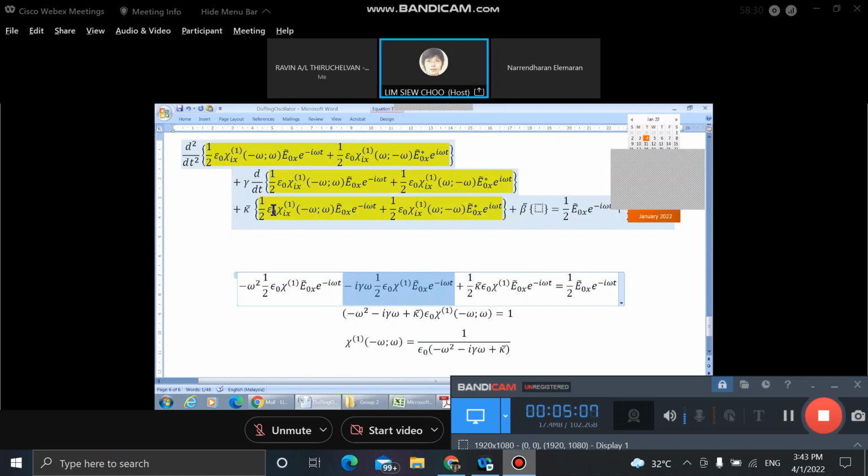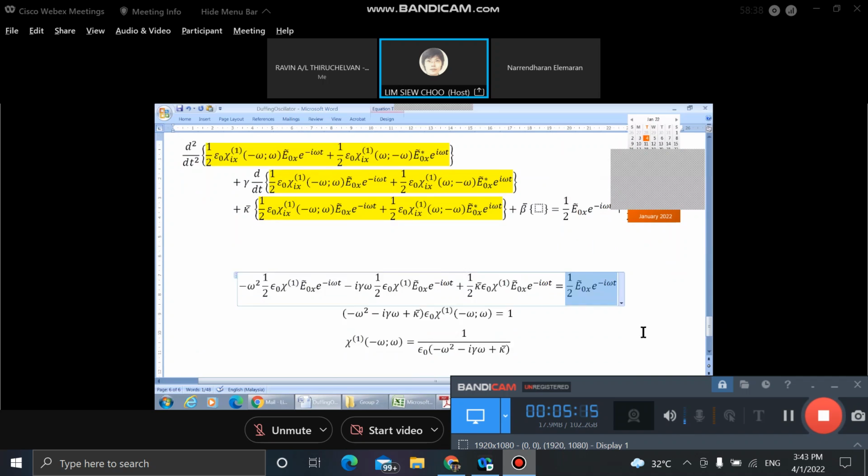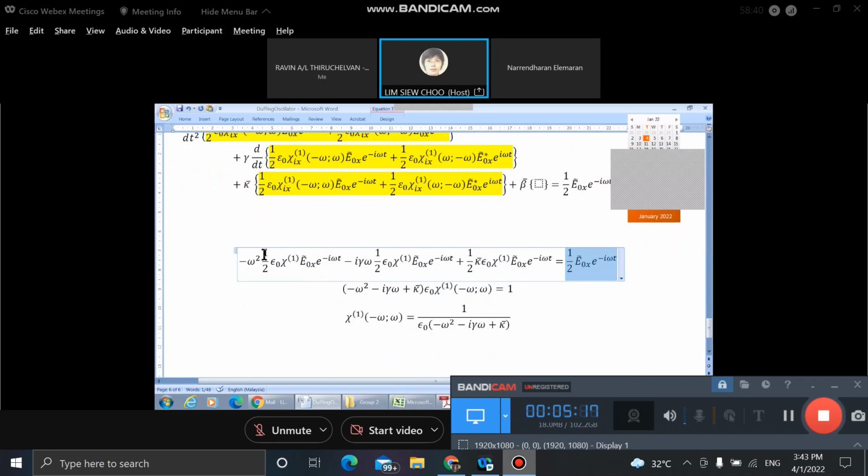And the third term, I do not do anything because there's no time derivative. And I consider only this for the right side for the field. So as I said, you can cancel all the half, right? Because every term left and right got half, you cancel. Every term left and right, you have this E field, you cancel. Every term got this exponent minus i omega t, you cancel.